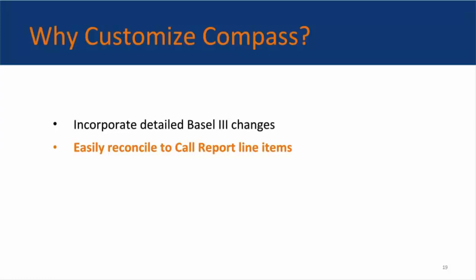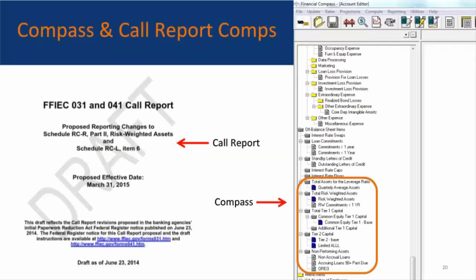Well, let's move on to the second reason you may want to adjust Compass for Basel III. That is because you want to get an exact match between the numbers in your call report and the numbers in Compass. By the way, the call report references that follow are for call reports that are dated March 31st, 2015 and later. The call report sections and line numbers are different than the earlier call report dates, again because of the Basel III changes.